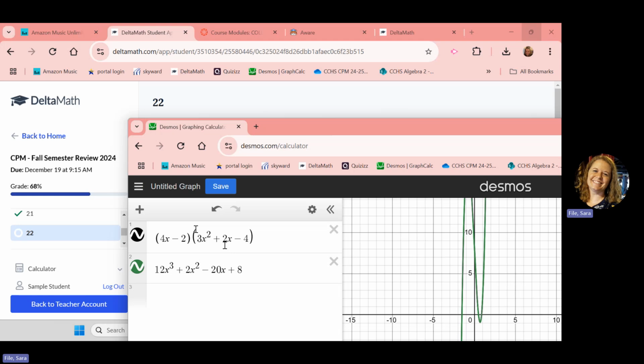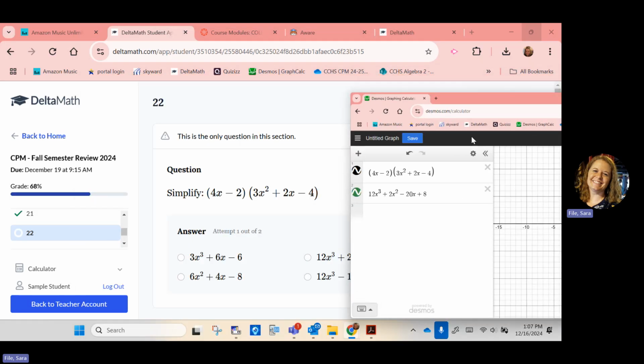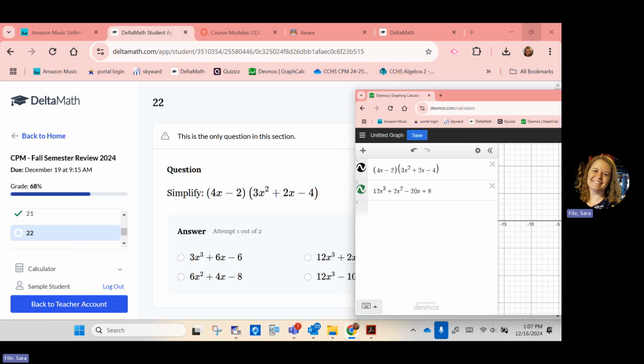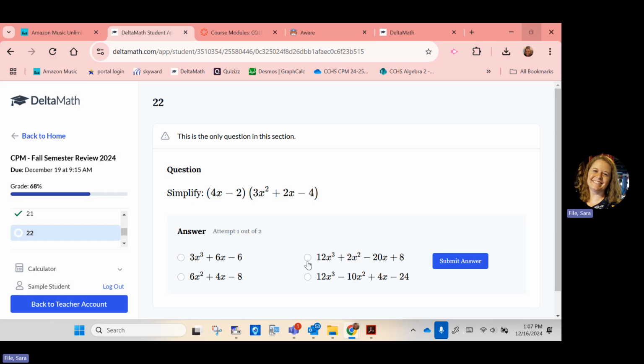Okay, and those of you doing it by hand can see that 4x times 3x squared, that's where the 12x cubed came from. You're just distributing all these terms to everything in the other set of parentheses. So whether you did it by hand or whether you did it graphically, it should have come out to this answer choice.